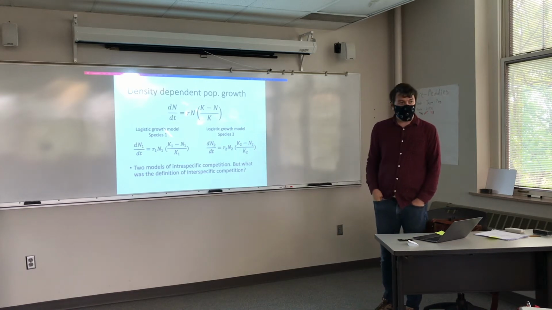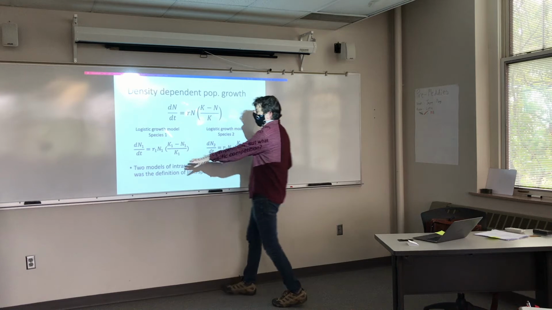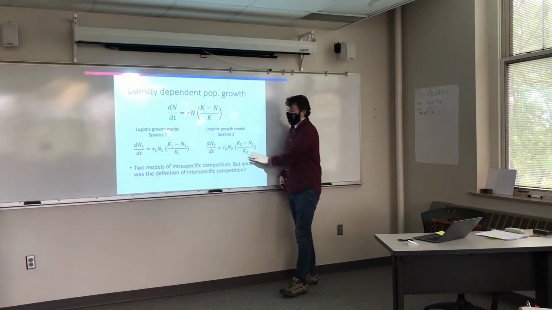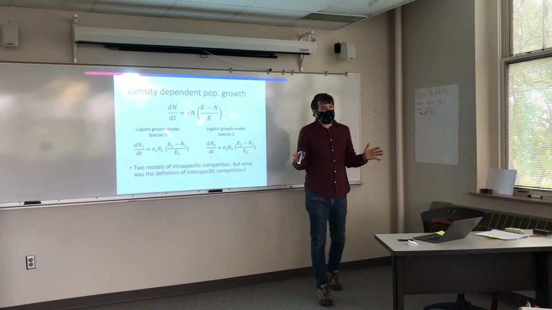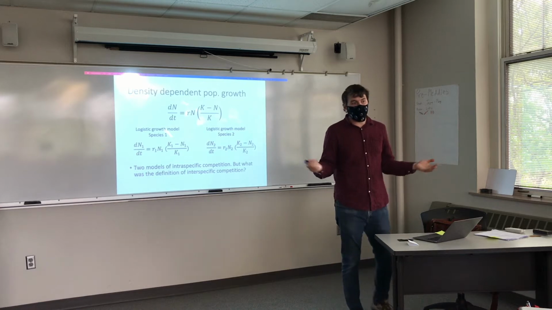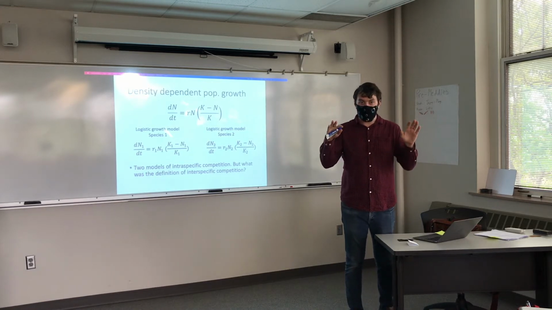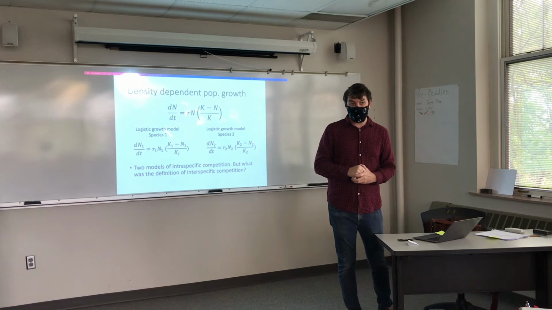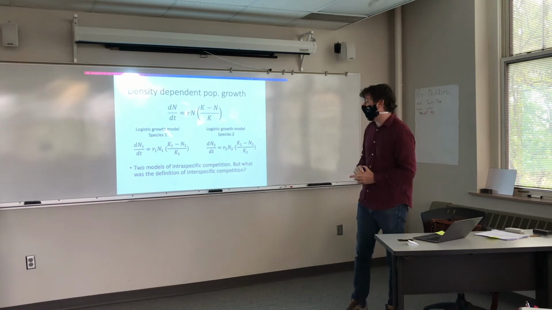Subscripts? Yeah, subscripts, right? So this is our model for species 1, and this is our model for species 2. Without interacting yet, it's just 2 models. Just 2 different models of population growth that have intra-specific competition. They're limiting their own growth.